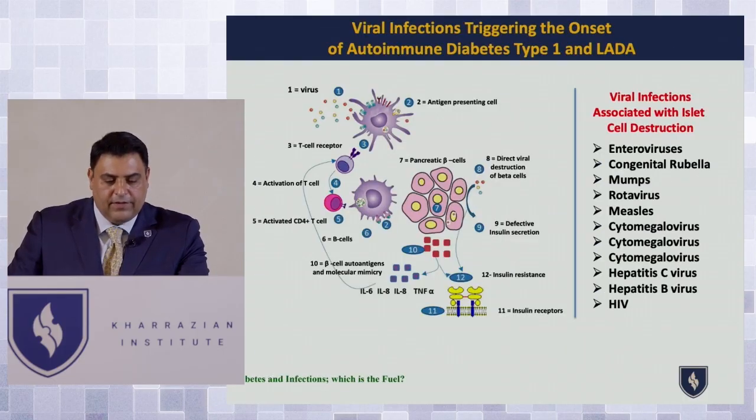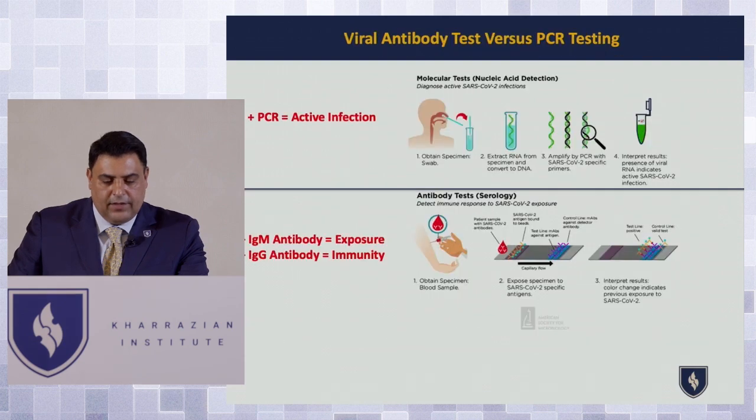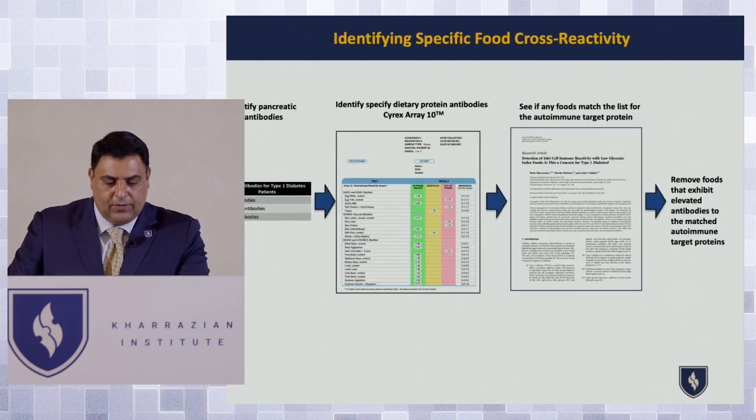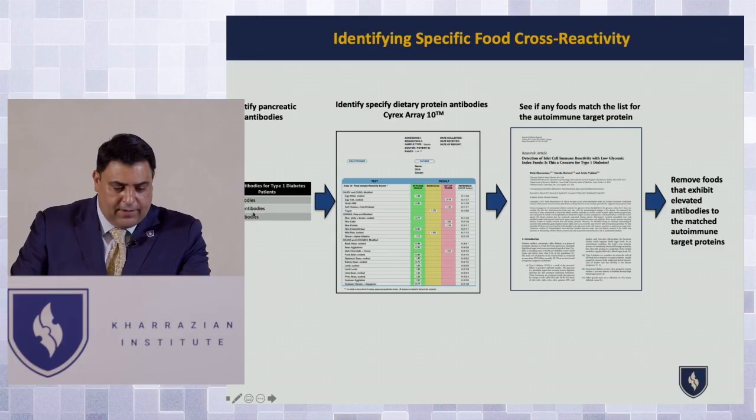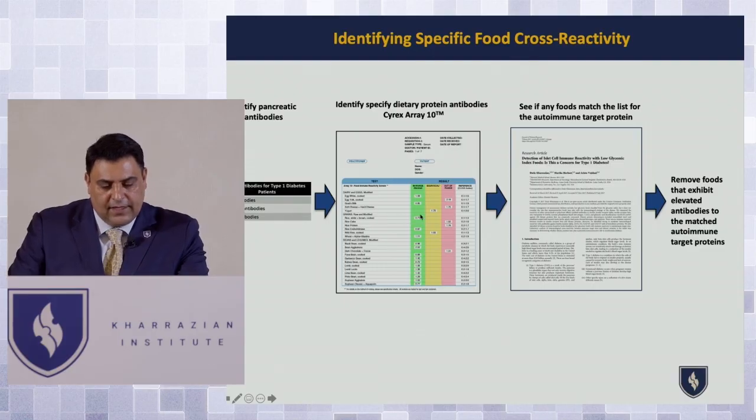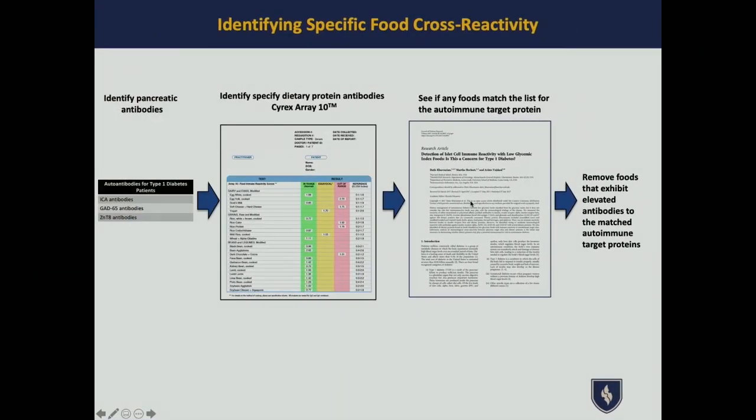And then you want to look for viruses that are associated with type 1 diabetes, and you can test for those. And one of the key things we talked about was looking, in patients that have type 1 diabetes, for specific cross-reactive foods. So if you find out what type of autoantibody they have for type 1, and you do something, let's say, like a Cyrex or an Array 10 to look at food antibodies, you can then match that up with the paper we published on cross-reactive foods for these specific antibodies.